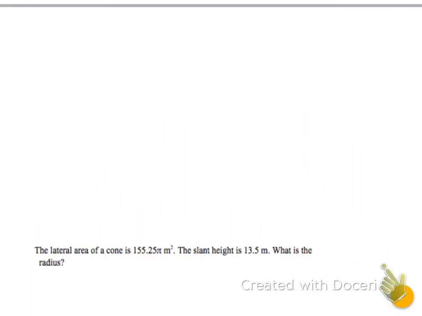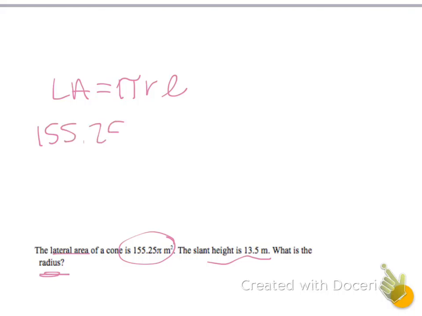So this is similar except for doing lateral area of the cone being 155.25 pi, and my slant height is 13.5. I need my radius. So my lateral area equation for a cone is LA equals pi times radius times slant. So I give you the lateral area equals this times you want your radius, but I give you your slant.